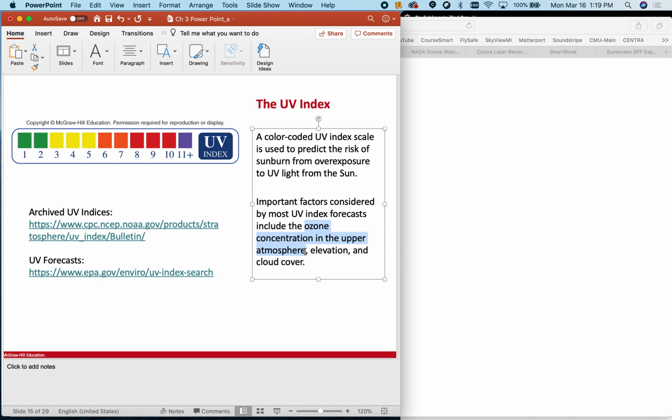Elevation is really important as well because if you're above the clouds, for instance, you're going to get very different UV impingement on your skin versus what the forecast may say.